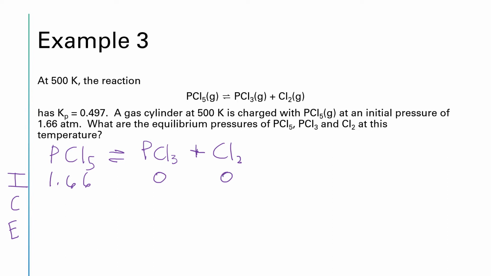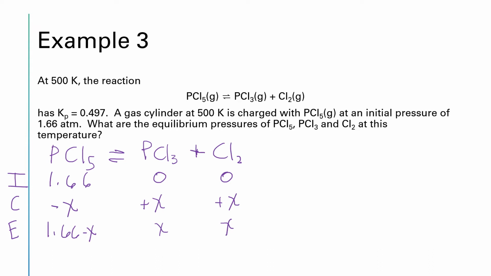To reach equilibrium, this reaction will have to go to the right. It can't go to the left. And so that means that the change in PCl5 will be minus X as some of the reactant reacts and turns into product. Every time we lose X worth of PCl5, we're going to gain X in both PCl3 and Cl2. So at equilibrium, we'll have 1.66 minus X, X, and X.